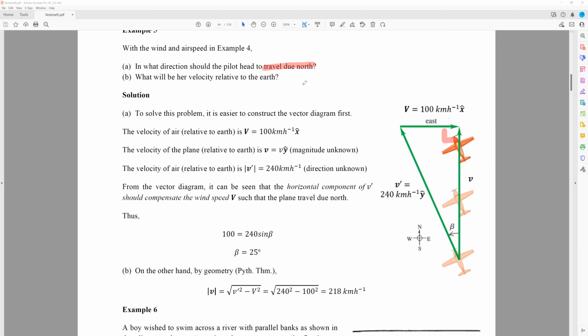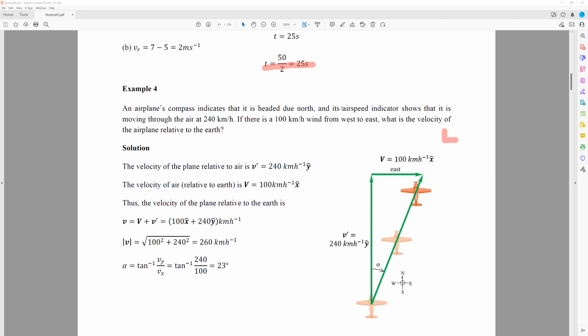Yeah. When you say travel due north, it doesn't mean that the airplane will just keep heading north. It doesn't mean that there's a case like this. The airplane needs to move like this, against the wind.